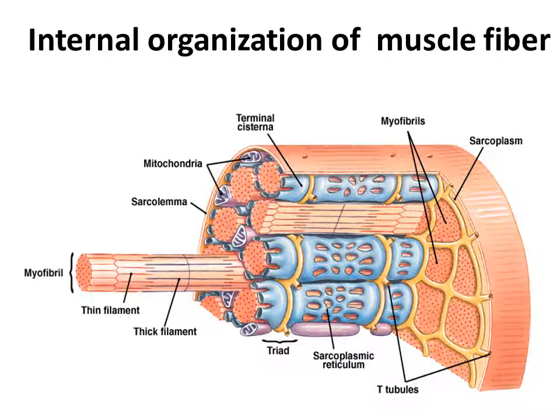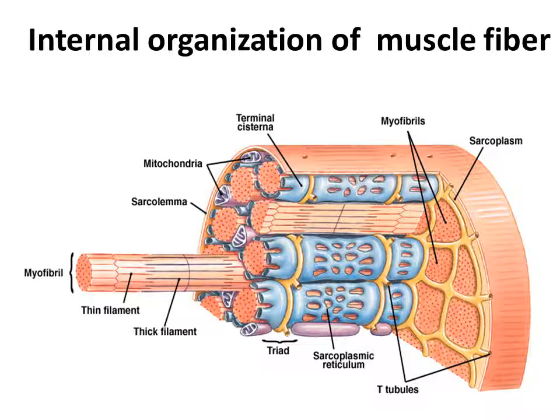Okay, one myofibril is composed of thin filaments, which are called actin, and thick filaments, which are called myosin. And each myofibril is surrounded by what is called sarcoplasmic reticulum, which is the blue color in this picture, and is invaginated by the surrounding T tubule, which takes the yellow color in this picture.